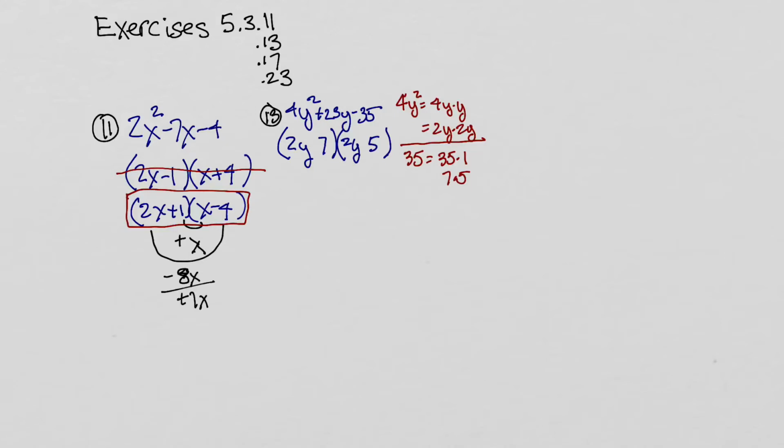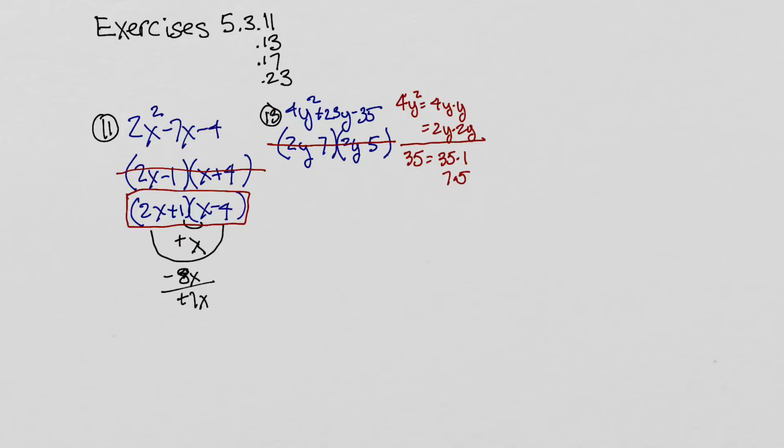We'll look at that number we know is going to come from the outer product and the inner product. Now the way I've written mine here, here's a 10y and a 14y when I multiply. 10y and 14y. 10 and 14, I can't get a 23 out of that. So this is not going to work. So we can scratch that one off.